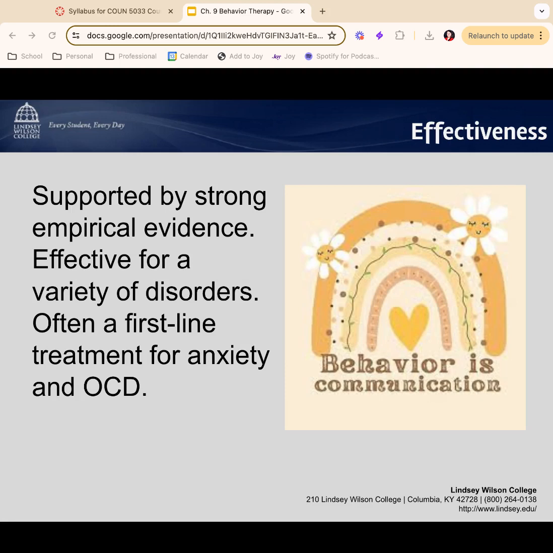So what's the effectiveness of behavior therapy? Behavior therapy has demonstrated effectiveness across a range of mental health disorders, with numerous empirical studies supporting its efficacy. It is often recommended as a first-line treatment for specific disorders such as anxiety disorders, due to its evidence-based nature and focus on measurable outcomes. So like I said, it is very widely used. It is often a first line of defense, so to speak, for a lot of people, just to kind of get in the door.